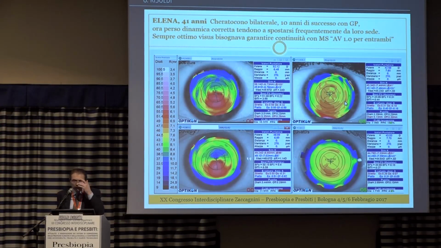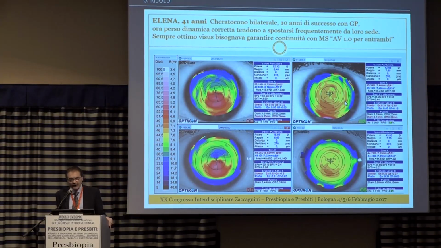Now just some cases. We're not talking about multifocality here, but we're talking about the approach to miniscleral lenses. This is Elena, a 41-year-old woman with bilateral keratoconus, 10 years of successful GP wear, but now the lenses tend not to sit where they should. With miniscleral lenses, we were able to obtain a visual acuity of 10/10 on both sides.